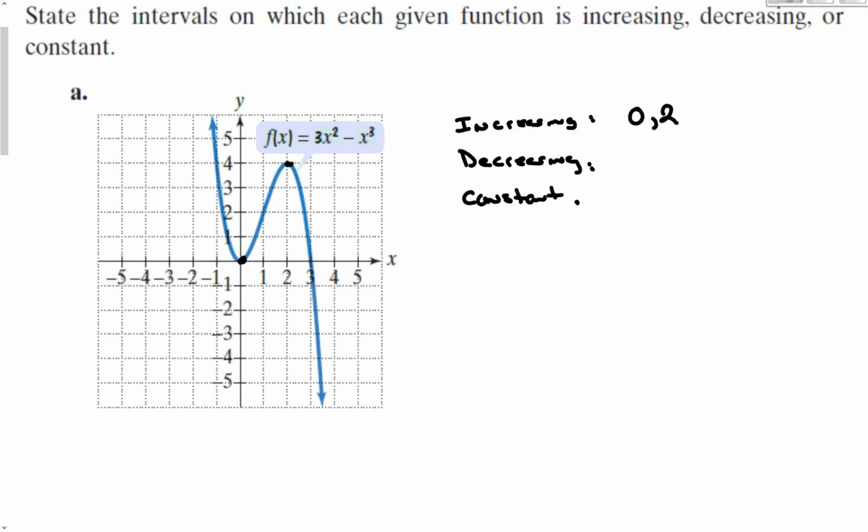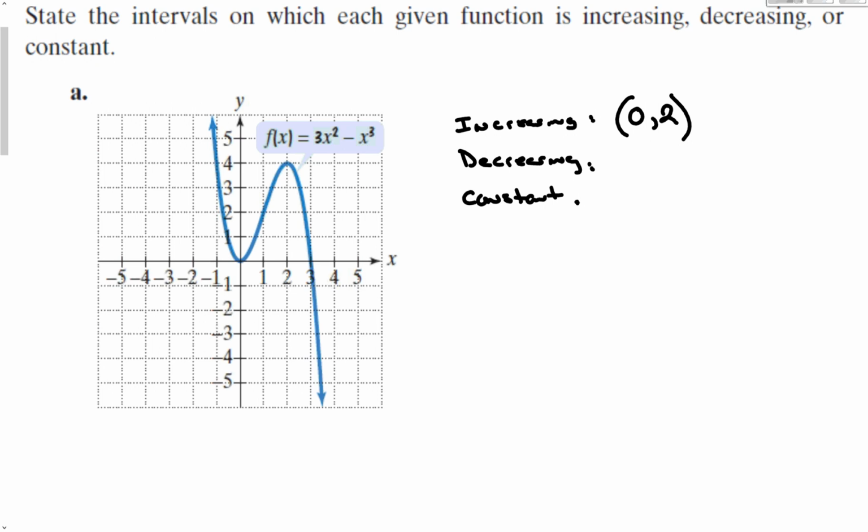Now the question is, in our interval notation, should we use parentheses or brackets? We're always going to use parentheses for increasing, decreasing, and constant intervals. The reason we don't use brackets is because if we're looking at just one point, like this point, 0, we can't say at 0 the function is increasing because we need another point to compare it to.